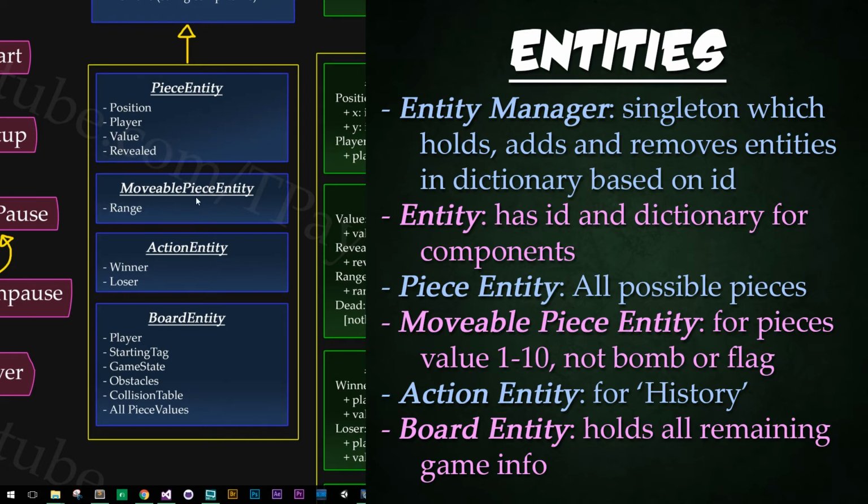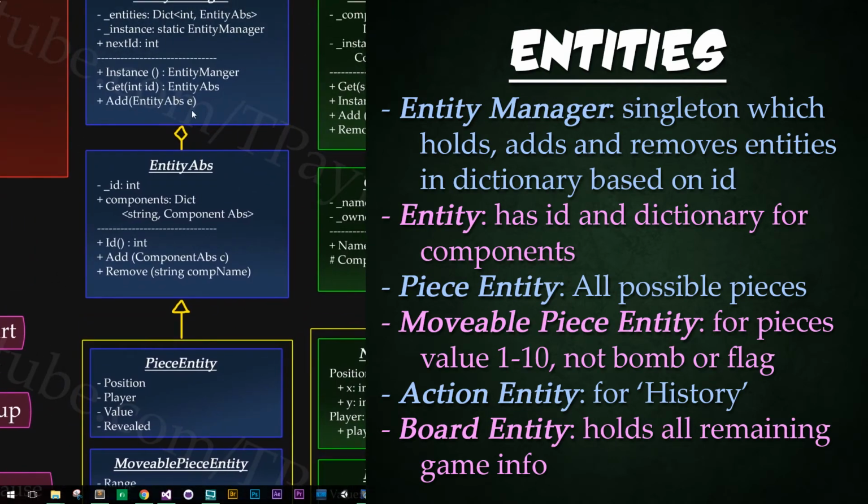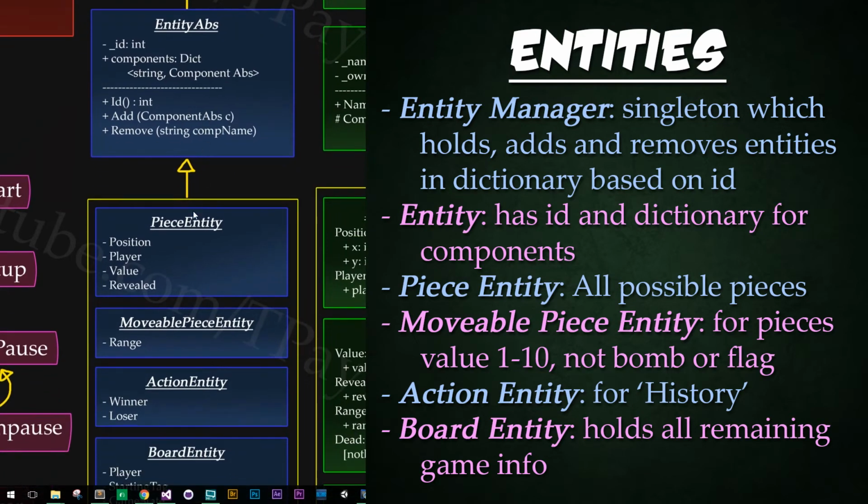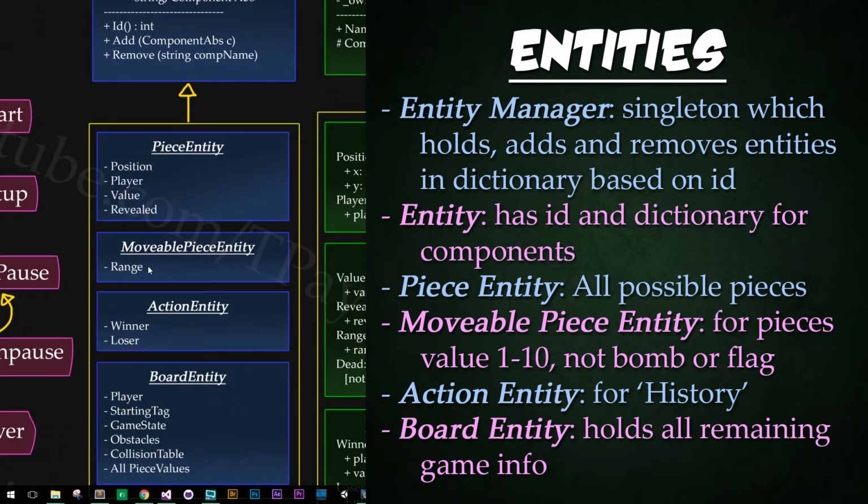Next, we have the movable piece entity. Now, this only applies to pieces that can actually move. Piece entities cannot move. They have a position, but they cannot move. However, the movable pieces, like the spy, scout, values 2 through 10 or 1 through 10, all can move. So they therefore all have a range. This becomes important because this is a component that we can search all the entities for. Up here, we can look through all entities and just grab the ones that have the range component, and then we can figure out which pieces are actually selectable.